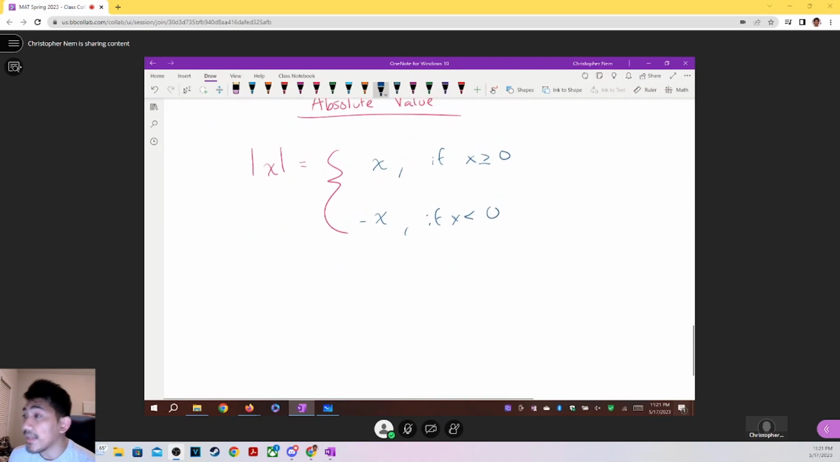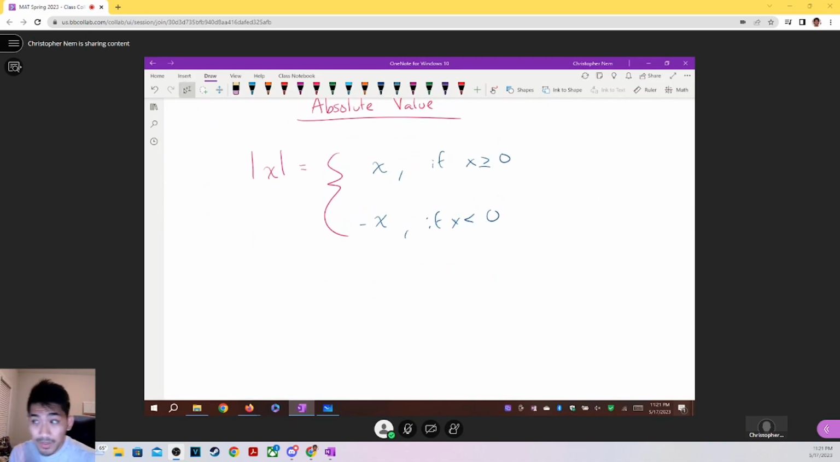How do we solve an equation out of it first? Let's not work with inequalities. Let's work with equations. Example. Let's see if we can figure this out. The absolute value of x is equal to 5.